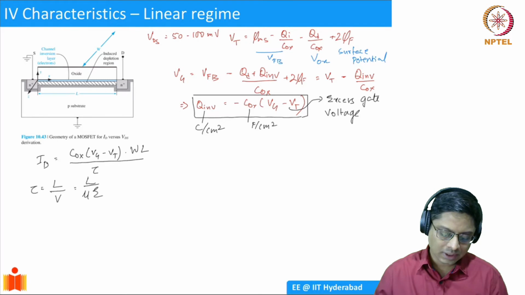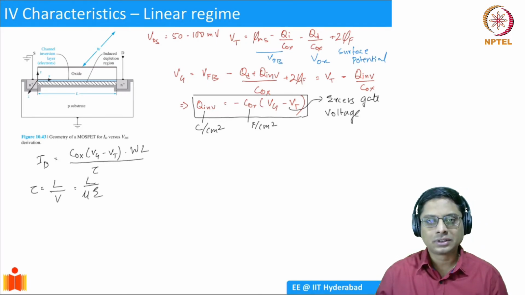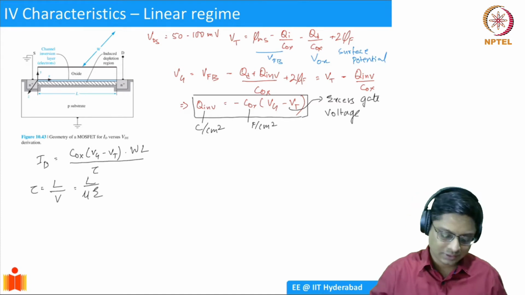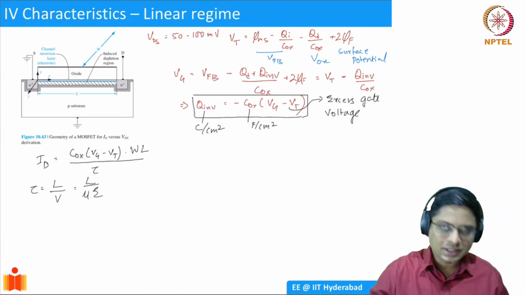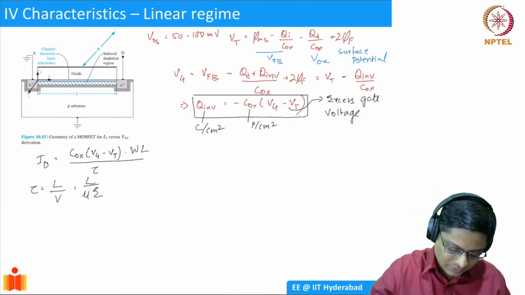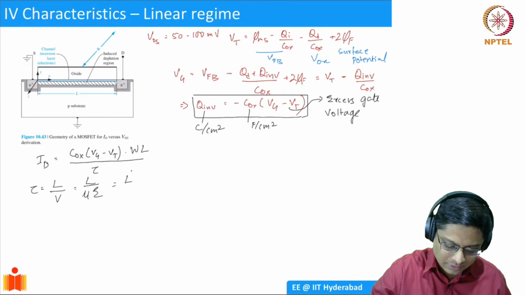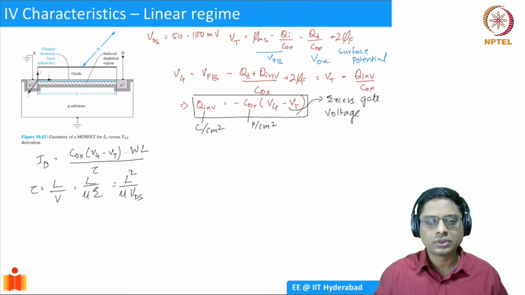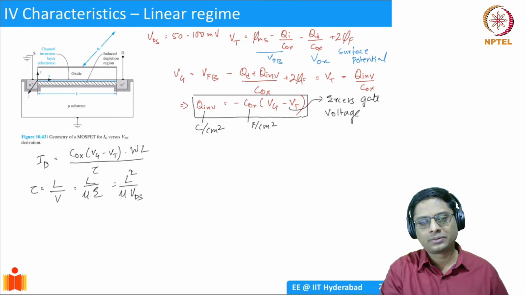Okay. And what is electric field now? Electric field is simply the voltage applied divided by the length, right? So the voltage applied is VDS between the source and the drain. The distance is L. So I will write this as L square divided by mu times VDS. Okay. So this is the time it takes for the electron to go from source to the drain.